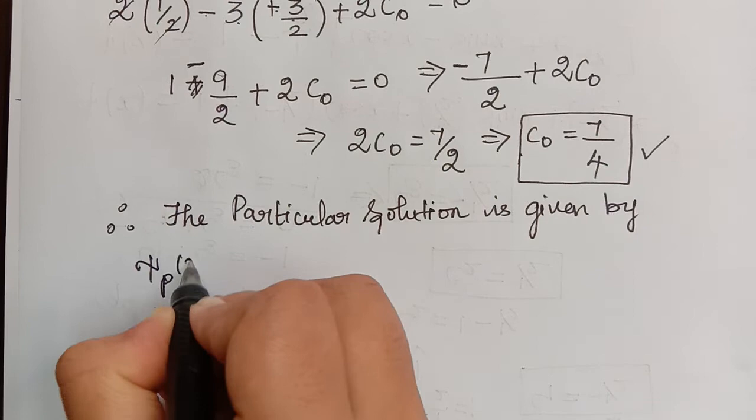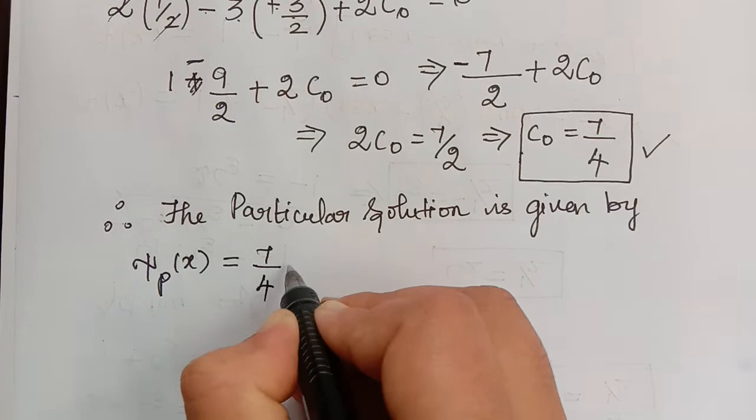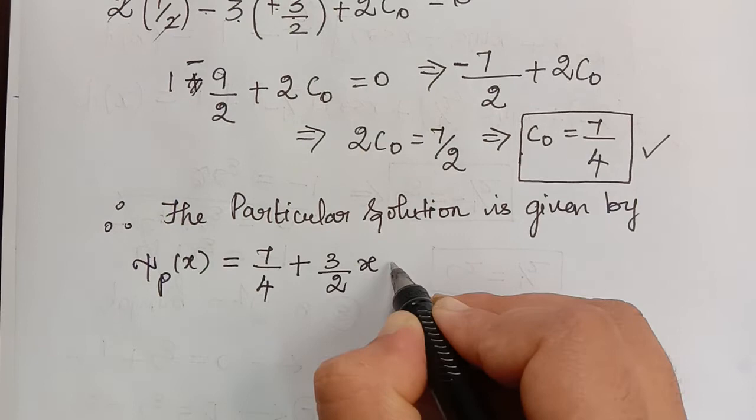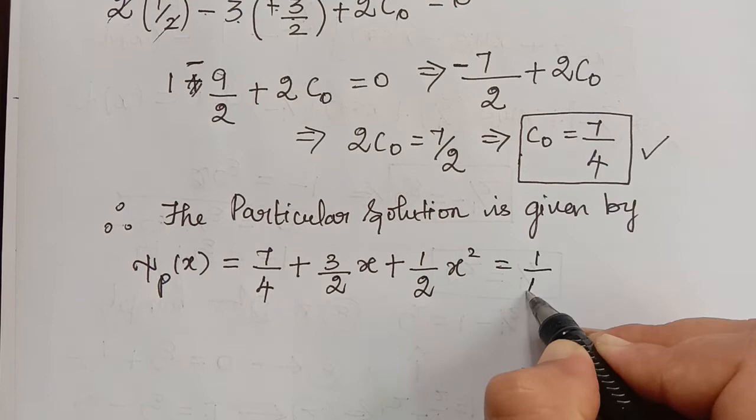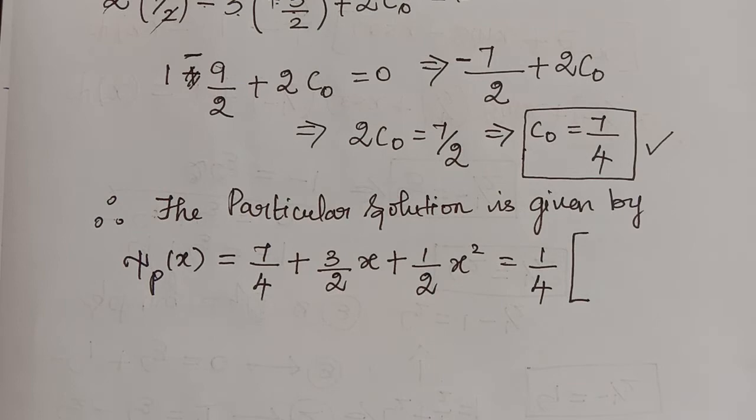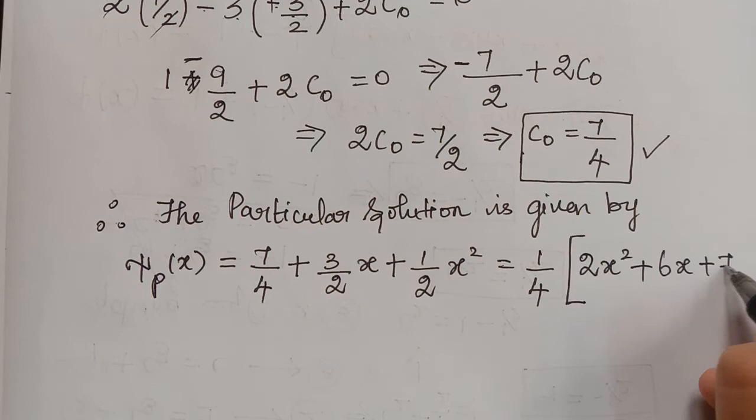C naught first, so 7 by 4 plus c1 x, c1 is 3 by 2 x, plus the next one is c2 x squared. C2 is 1 by 2, so 1 by 2 x squared. We can take this 1 by 4 common out here, so that inside we can write this as 2x squared plus 6x plus 7. Okay, so now this is the particular solution xi p of x.